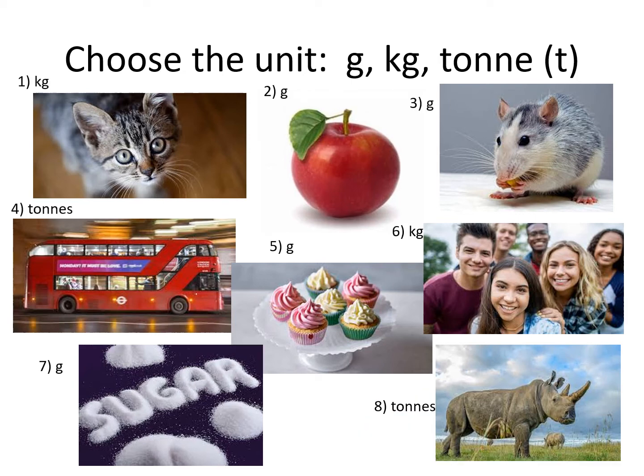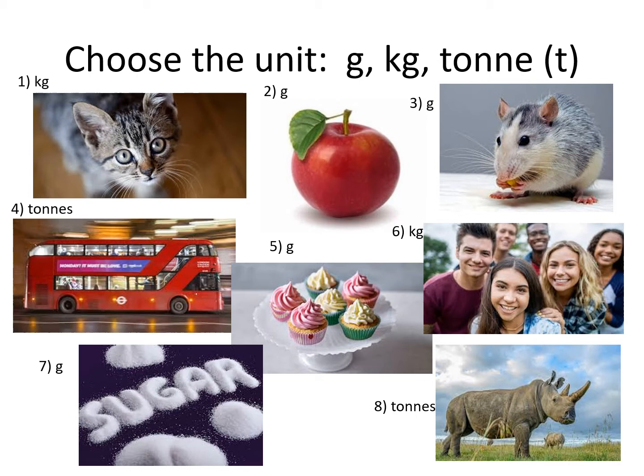How did you do? Did you manage to think of them all? The first one, the little kitten, would be measured in kilograms. Number 2, the apple, would be measured in grams. Number 3, because it's a very small mouse, it probably would be measured in grams, although it could be over 1,000 grams, which would make it a kilogram.